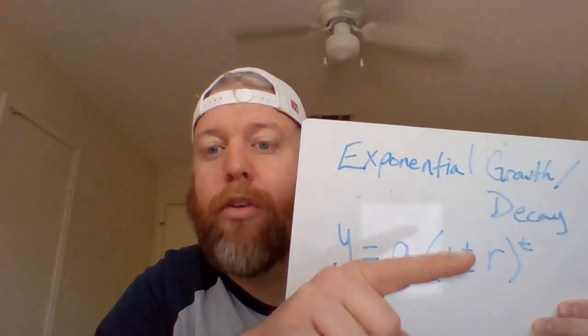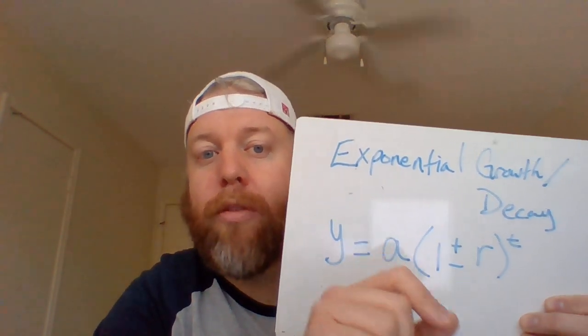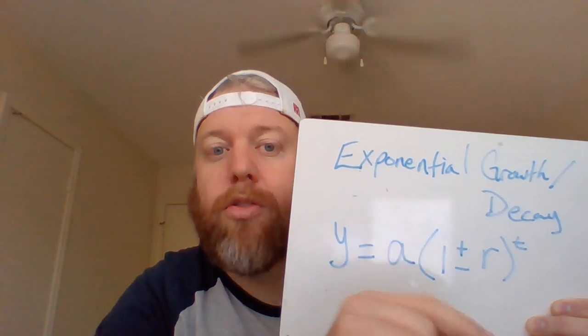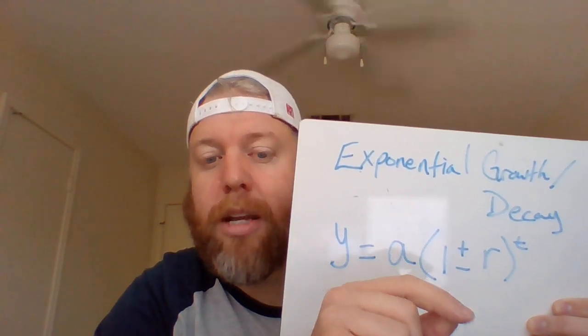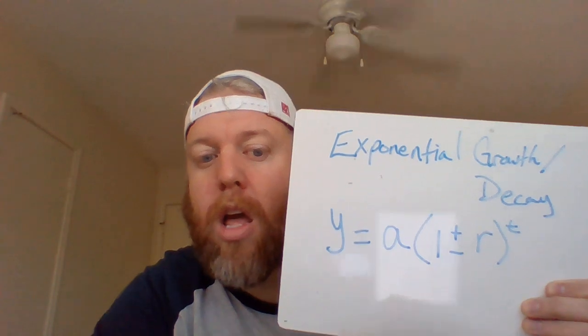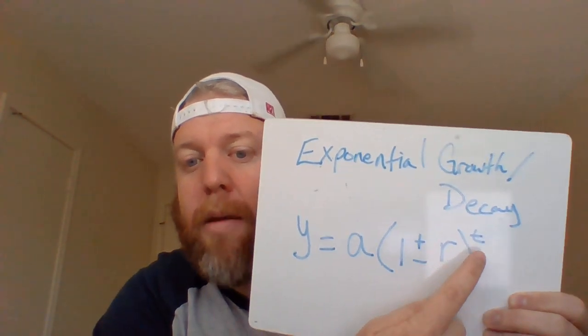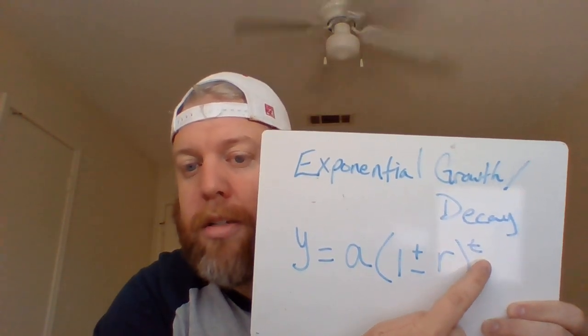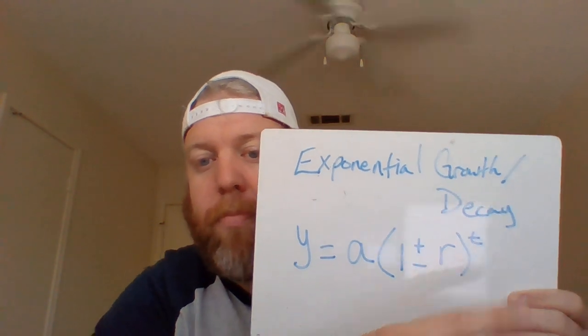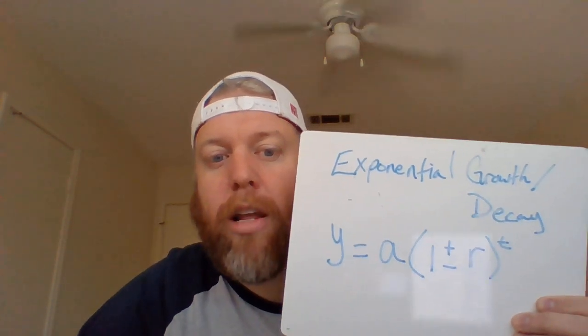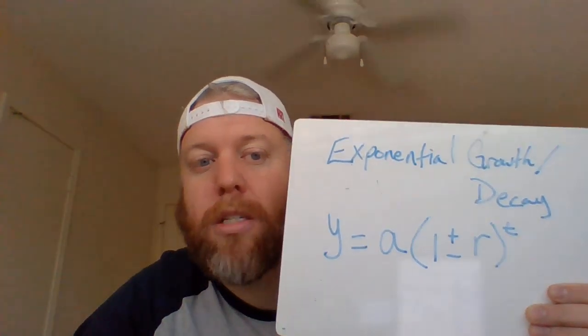Don't forget, you have to move your decimal place twice whenever you're changing a percent to a decimal, right? And then t is time, or it's also x. But t is time. All right, so let's dive right in. I hope you understand what all of these pieces mean.